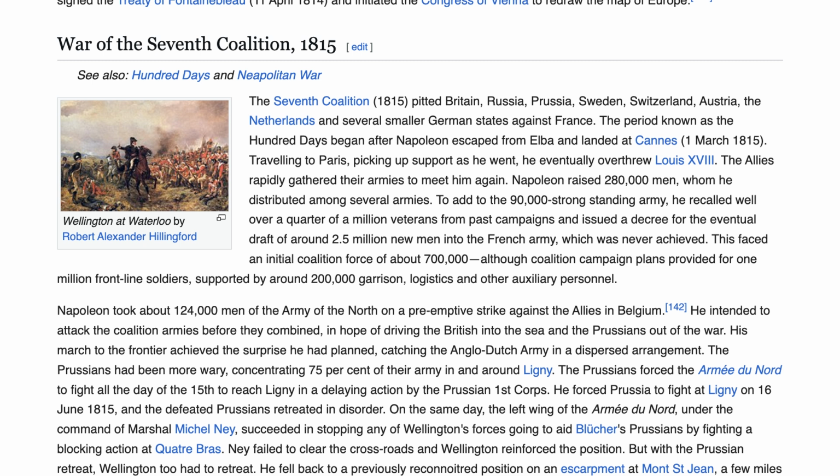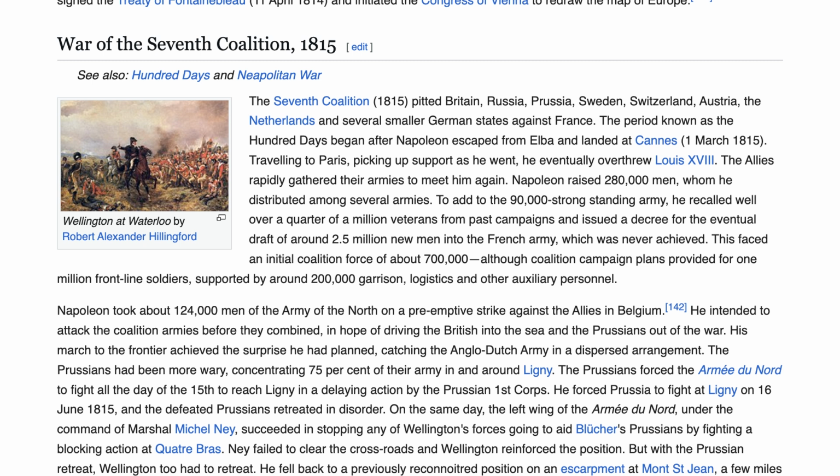The Seventh Coalition, 1815, pitted Britain, Russia, Prussia, Sweden, Switzerland, Austria, the Netherlands and several smaller German states against France. The period known as the 100 Days began after Napoleon escaped from Elba and landed at Cannes, the 1st of March 1815. Traveling to Paris, picking up support as he went, he eventually overthrew Louis XVIII. The Allies rapidly gathered their armies to meet him again.